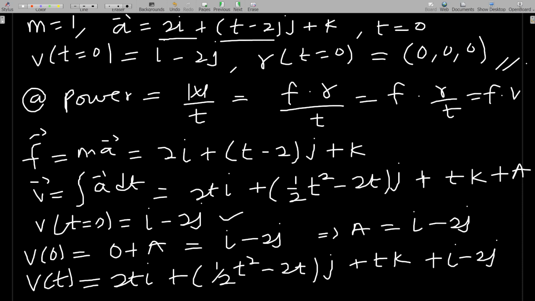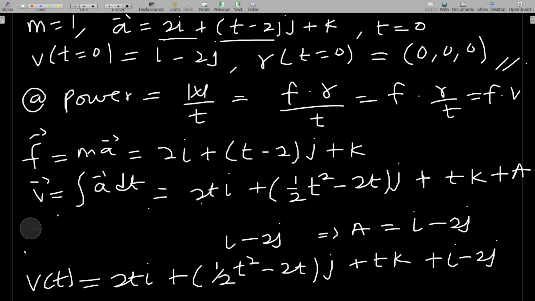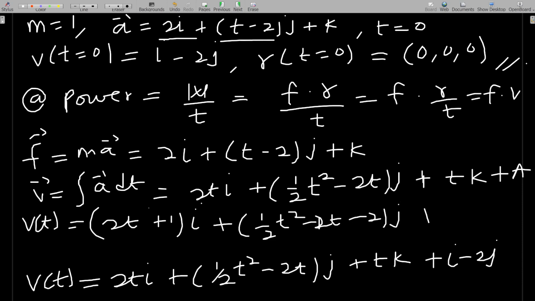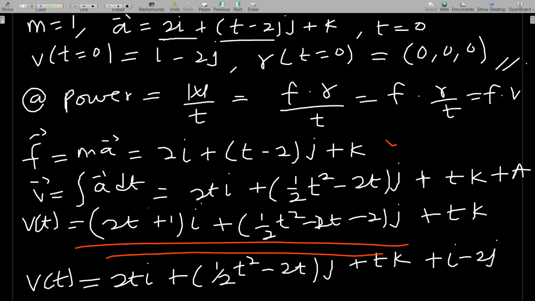So you can go ahead and group like that and make sure that all your i's, j's and k's are in one place. In effect we have that my velocity v of t is equal to (2t plus 1) i, plus (half t squared minus 2t minus 2) j, plus t k. Okay, so this should be your final velocity, and there's my force.